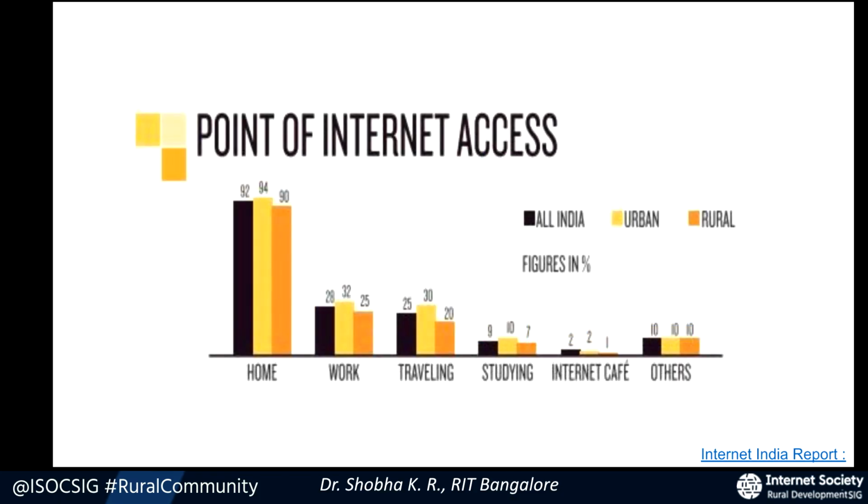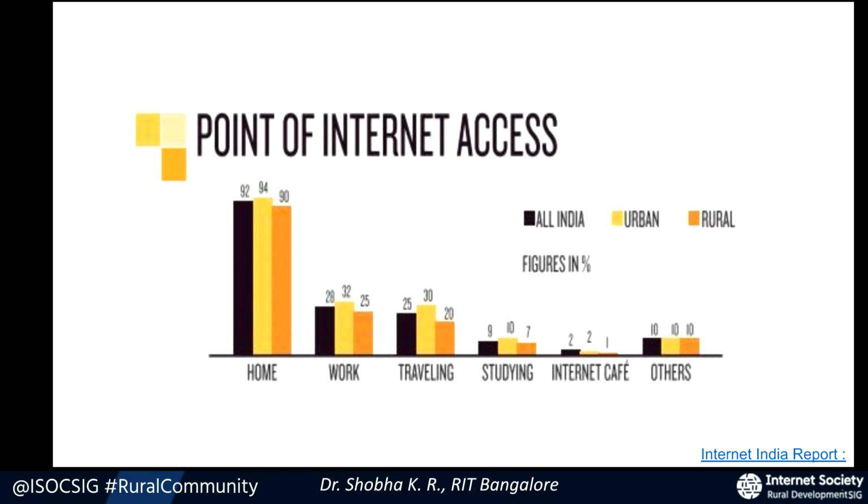Now, this part is very interesting. How the internet is being used at different places is the focus of this slide. All over India, 92% of the people use it from home. And if you look at the percentage in urban and rural, it is 94 to 90. So the average of India stands at 92.